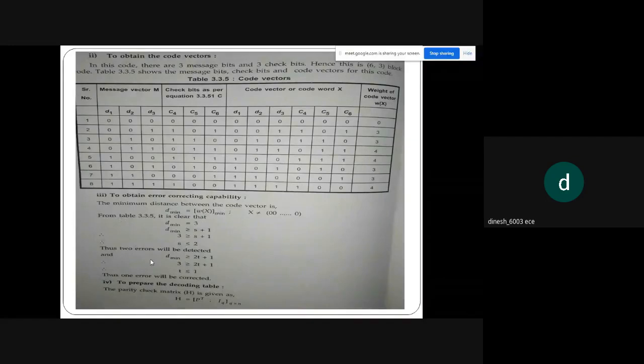Then 2 errors can be detected. That is the error detecting capability. And we have another formula for finding correction capability. Correction capability is D minimum greater than or equal to 2t plus 1. So substituting D minimum, which is 3, into 2t plus 1, we get t as 1. So the error correcting capability of this problem is always 1. So only one error can be corrected.